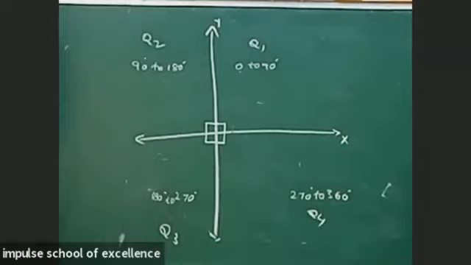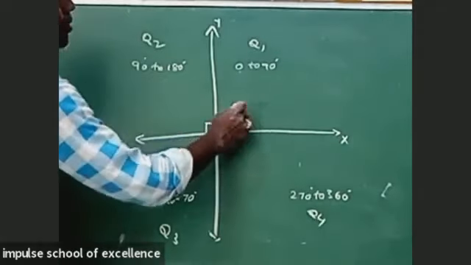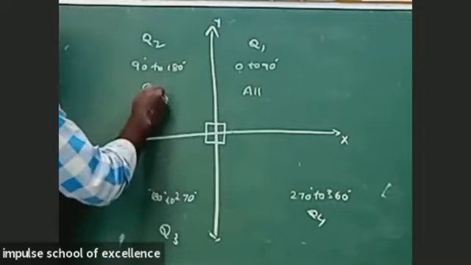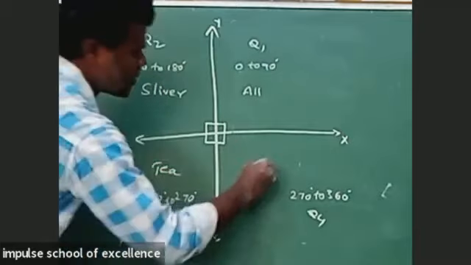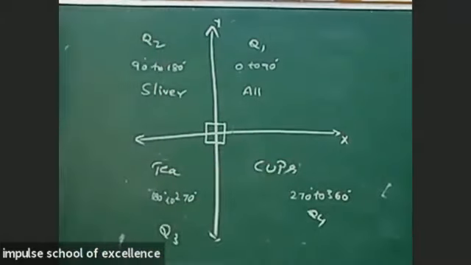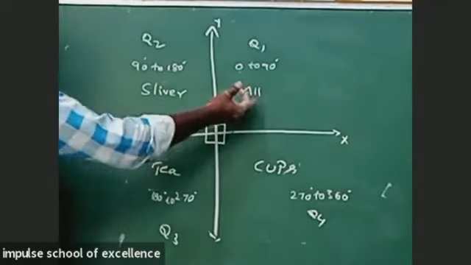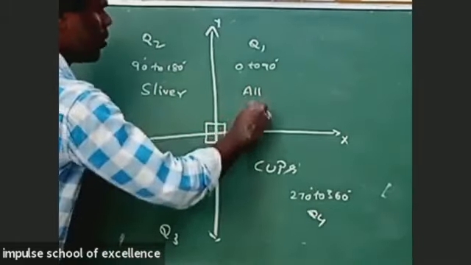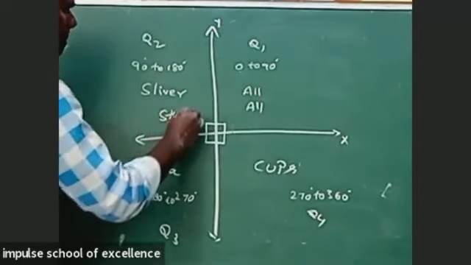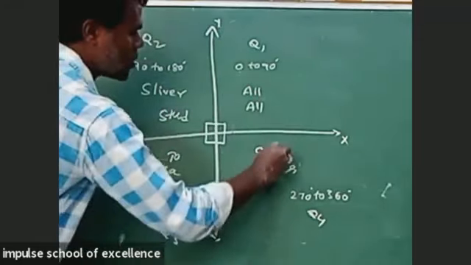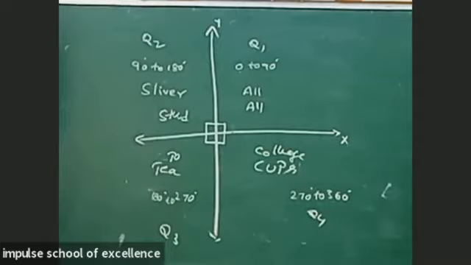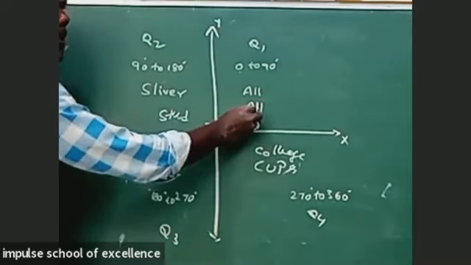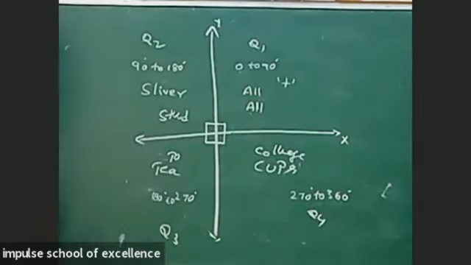Here we are going to discuss the ratios. I think you already know the concept: all silver tea cups. Or you can write one more: all students to college. The meaning of this is that all the trigonometric ratios are positive here in the first coordinate.